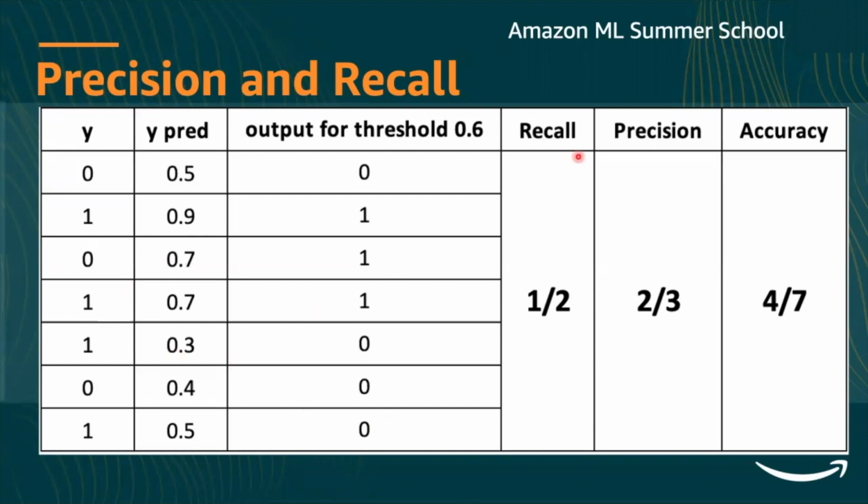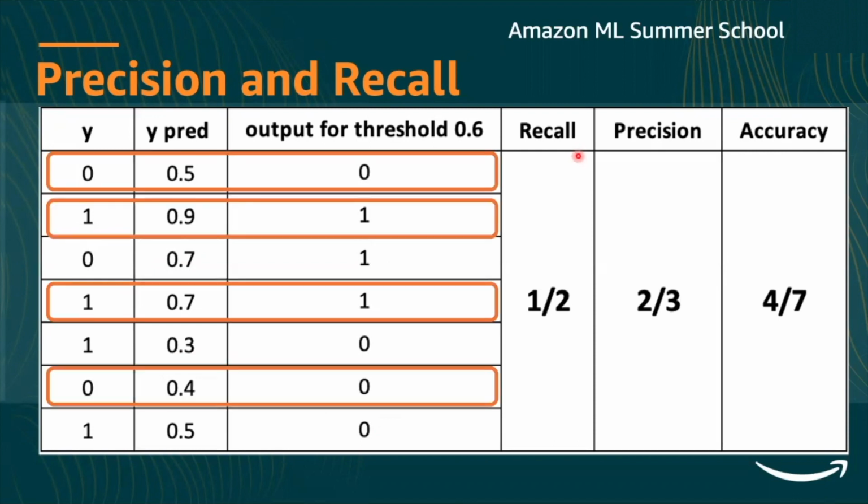Okay. Now let's compute accuracy, recall, and precision. So let's first compute accuracy. What is accuracy? As I said, the total number of correct predictions to the total number of samples. In this case, the total number of correct predictions is 4: here, here, here, and here. The model has predicted 0 and the actual label is 0. The model has predicted 1, and this is also 1, and so on. So the accuracy is 4 divided by the total number of samples, which is 4 by 7.